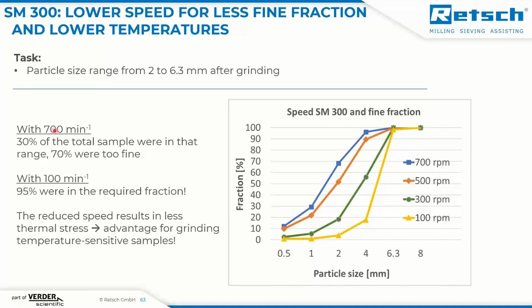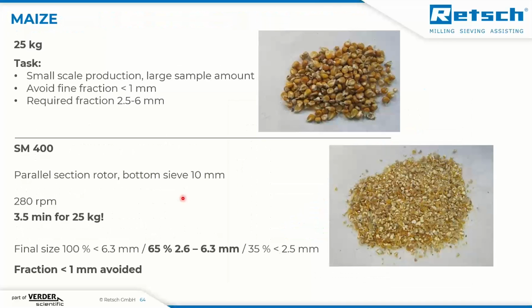When we reduce it further until we come to this 100 RPM shown here in yellow, we see that we bring more sample into that fraction. Only a very small percentage of the sample is smaller than 2 millimeters. So more than 95% were brought into the required fraction. And this was really nice for the customer, but he told us he liked to grind up to 25 kg.